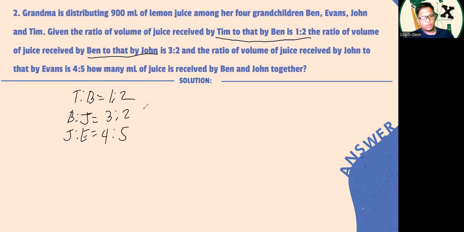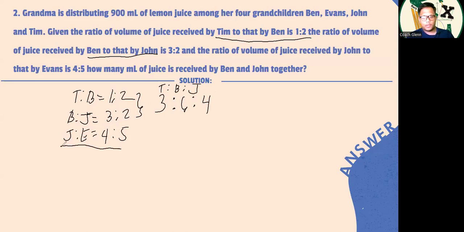Okay. So let's focus first on the first part and try to combine it. The least common multiple of 2 and 3 is 6. So we want B to be 6. If B is 6, that means this one is multiplied by 3. So 1 times 3 would be 3 here. Since this is 3 and this becomes 6, it was multiplied by 2, so we need 2 times 2. So that's 4. So this is our ratio for T is to B is to J.